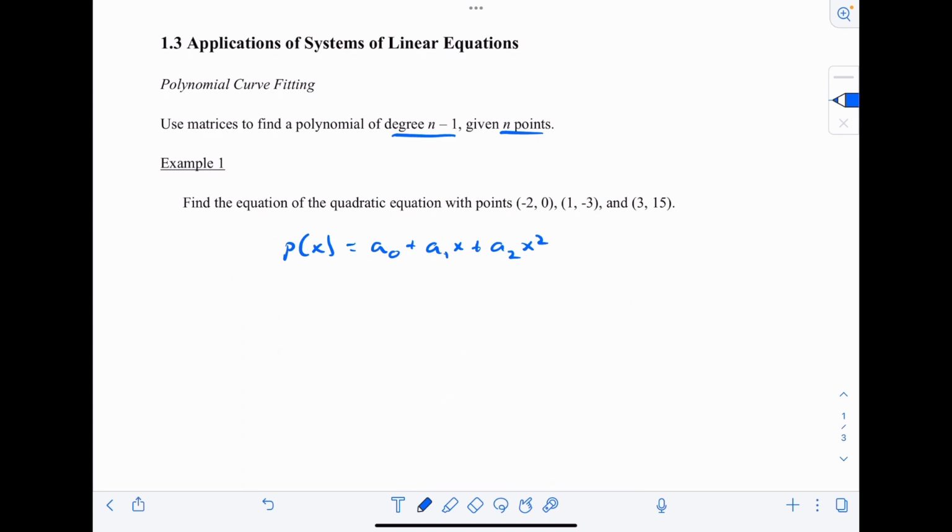Well, we're going to get those from our 3 points that we're given. So we're going to set up 3 equations using that. For example, obviously we've got our x and our p of x in our points. So in this case, if x is negative 2, I can think of p of negative 2 as simply being a0 plus negative 2 times a1 plus negative 2 squared, which is 4, a2, which is equal to p of x, or 0.